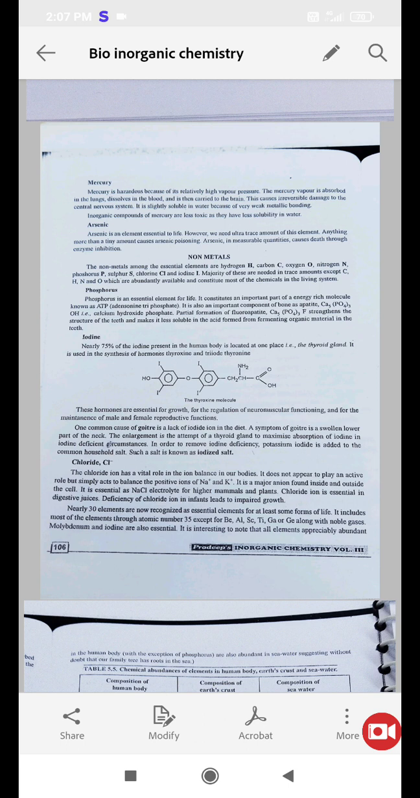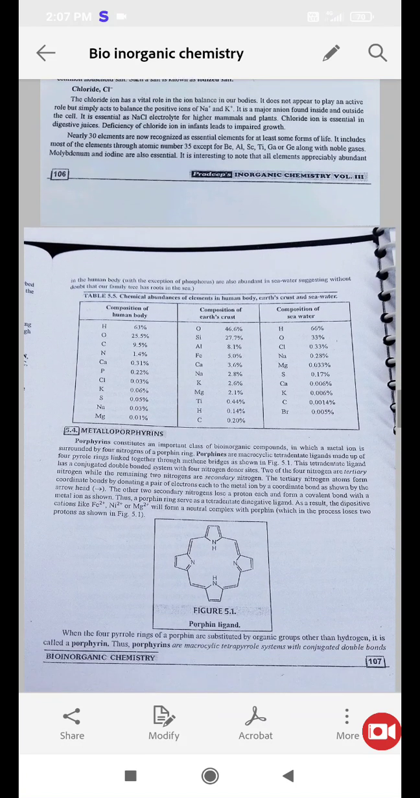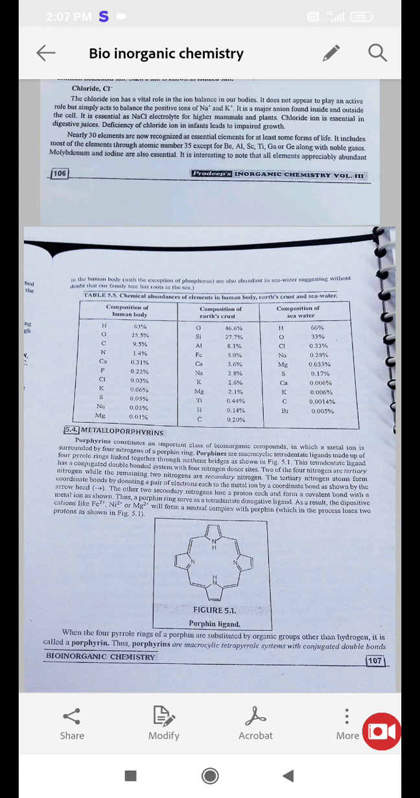It includes most of the elements through atomic number 35 except for beryllium, aluminium, scandium, titanium, gadolinium, and palladium, along with the noble gases. Molybdenum and iodine are also essential. It is interesting to note that all these elements are abundant in the human body, with the exceptions of phosphorus, and also abundant in seawater, suggesting without doubt that our family tree has roots in the seas.